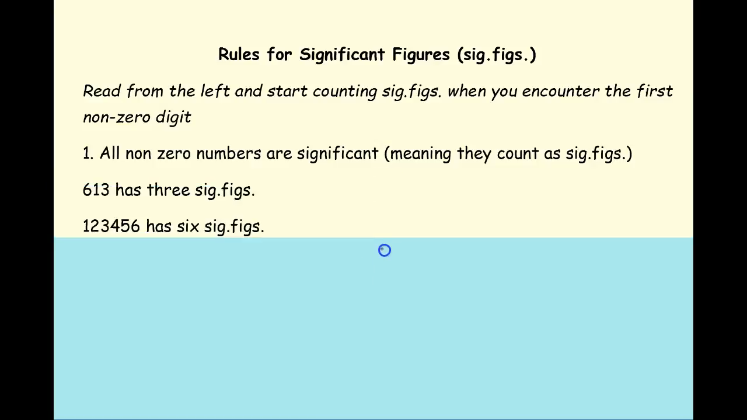For example, the first quantity we have here is 613. It has 3 significant figures because all 3 numbers count. They are all non-zero numbers. The second quantity we have here is 123,456. Again, all digits count as significant because none of them are zeros. So this would have 6 significant figures.